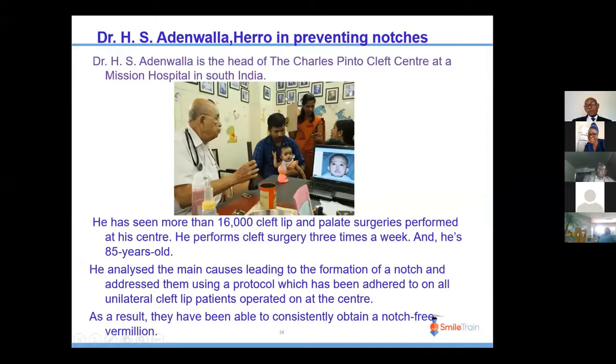Dr. Adenola, a good friend of Smile Train, a good friend of ours, has done or supported thousands of surgeries. He had a motto of decreasing the number of notches in his department, and he has succeeded in doing so. He has taught us that we need to follow his footsteps so that we audit our work and see why we are failing. We are getting so many notches in our lip repairs.